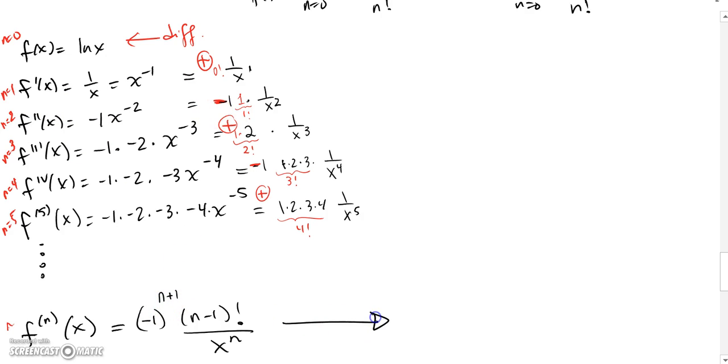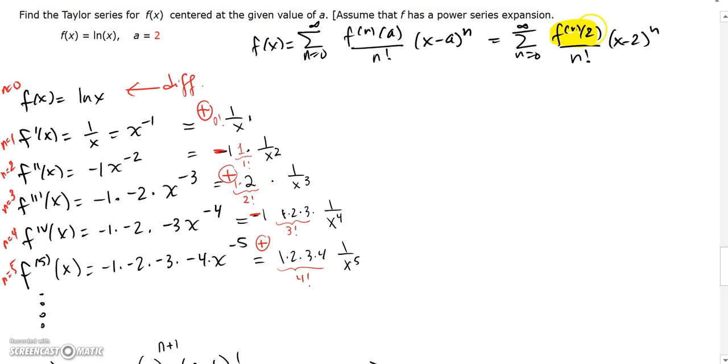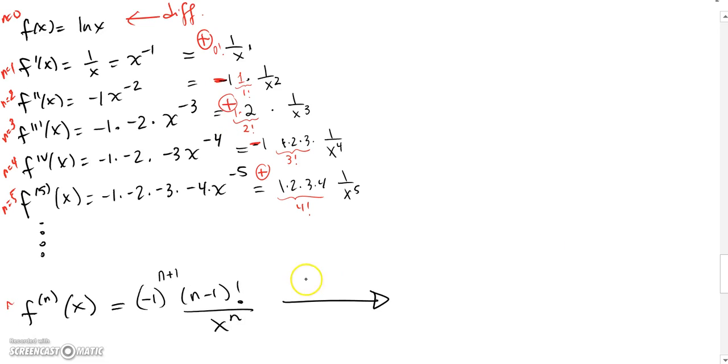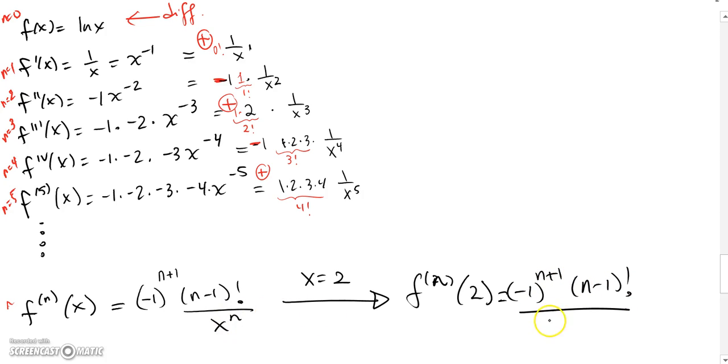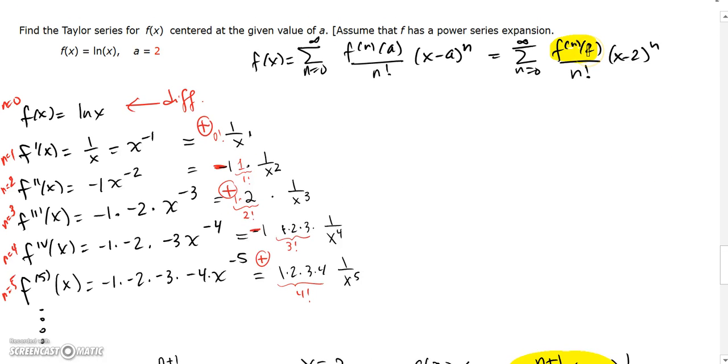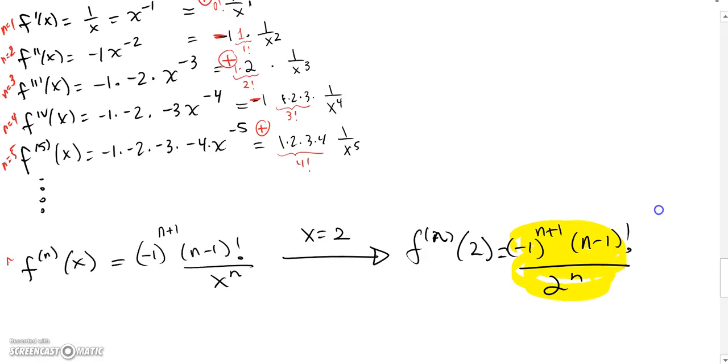But I'm interested in analyzing this now at a different center, at 2. That is what I wanted to see, what it looks like. So when x is equal to 2, all I got to do is plug in 2's for my x's. All the n's remain the same, only the x of course gets changed. So I get 2 to the n. So that's what I was in search of. And now I can have that go replace this guy over here. So let's go put that in.